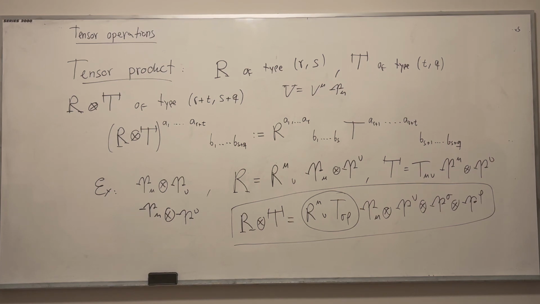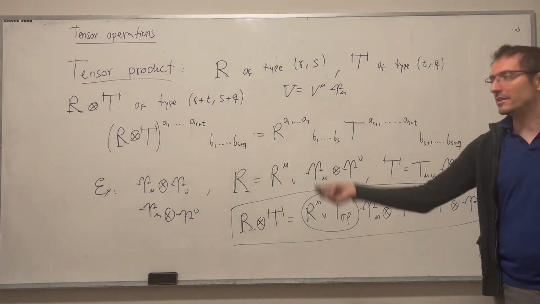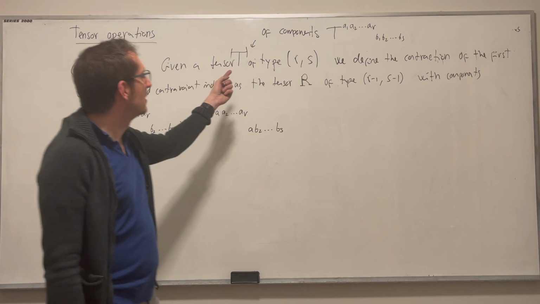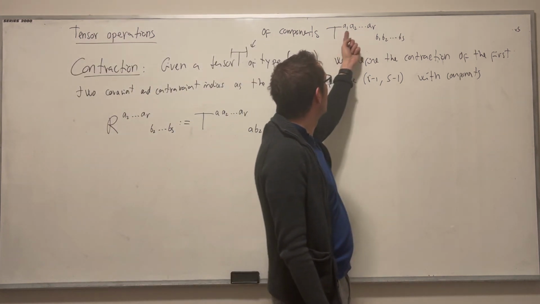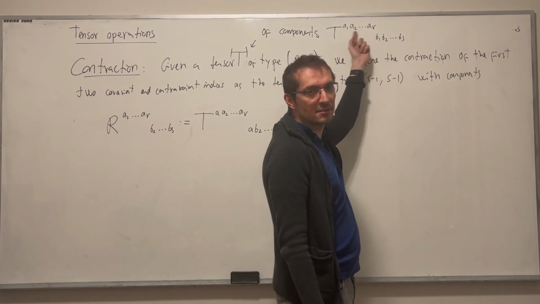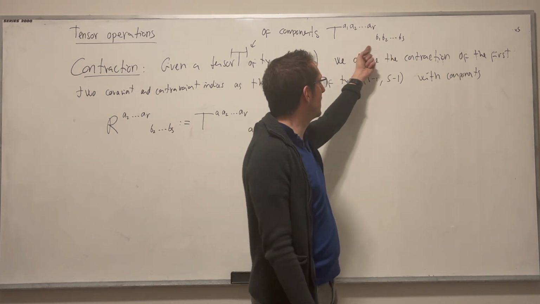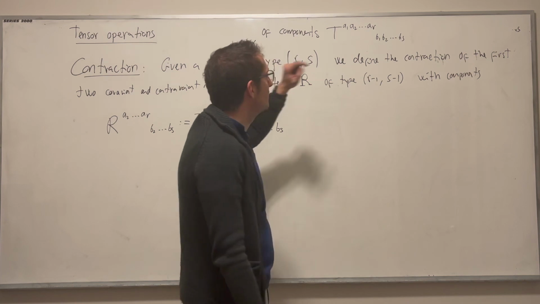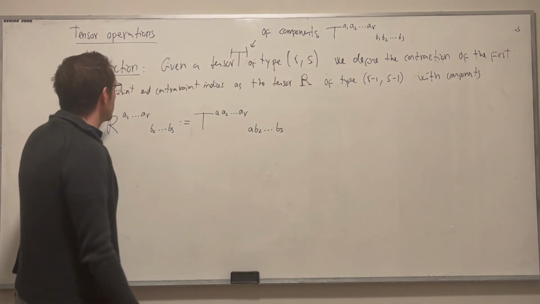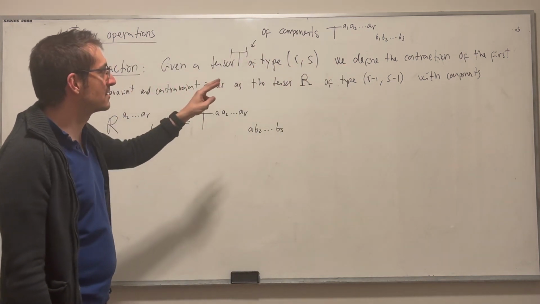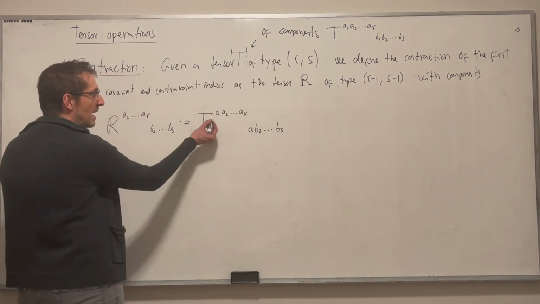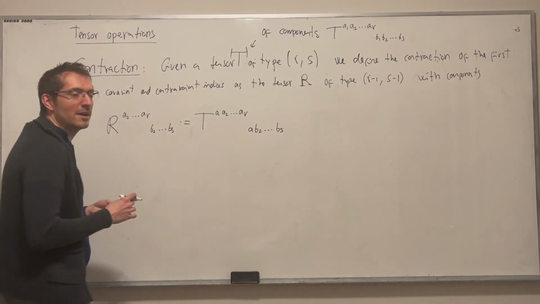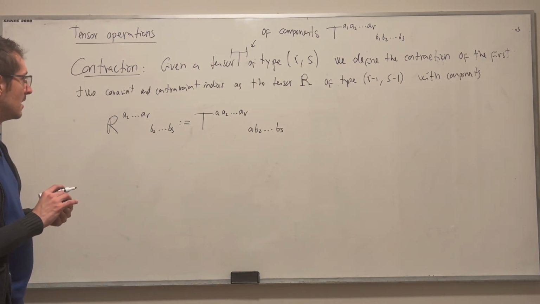One more operation is the contraction of indices between a covariant index and a contravariant index. Given a tensor T with r contravariant indices and s covariant indices, with components T^{a1...ar}_{b1...bs}, we define the contraction of the first pair of covariant and contravariant indices as the tensor of type (r-1, s-1) that has these components. I sum over the first covariant and contravariant indices. That's very simple.